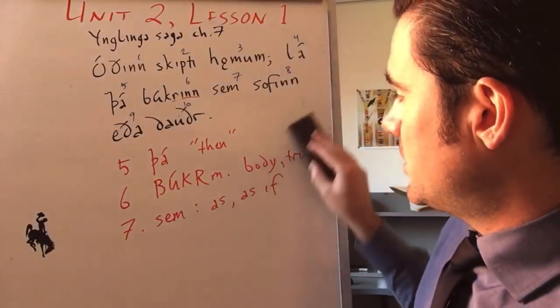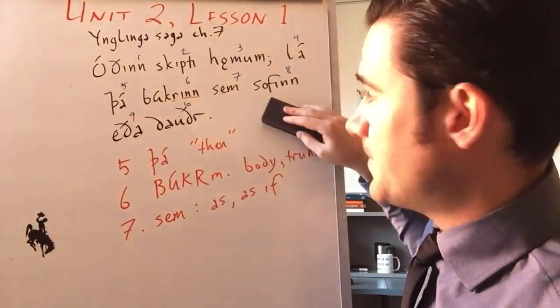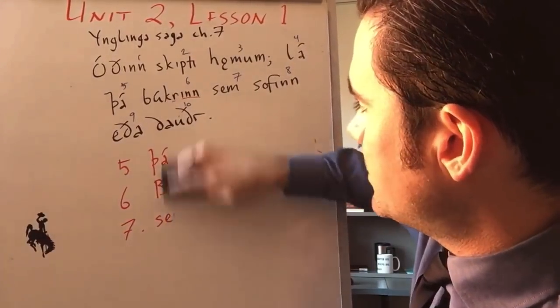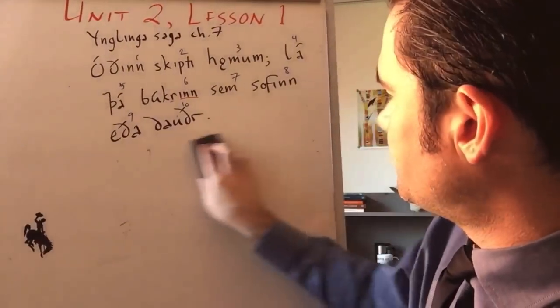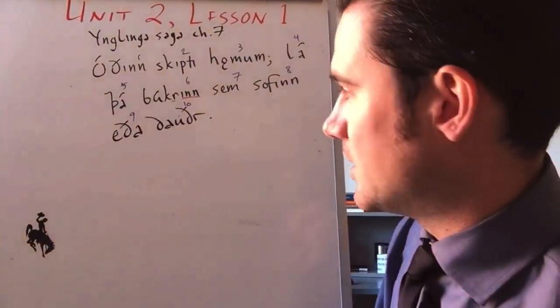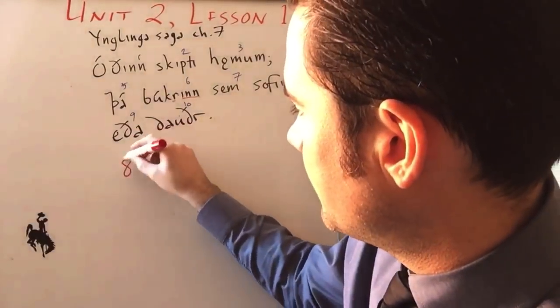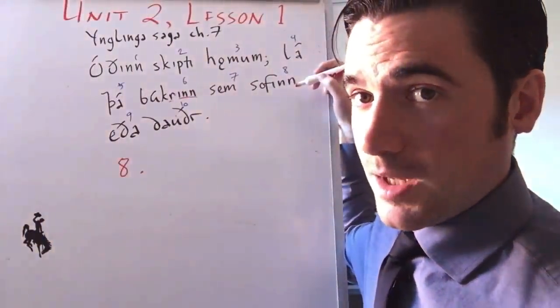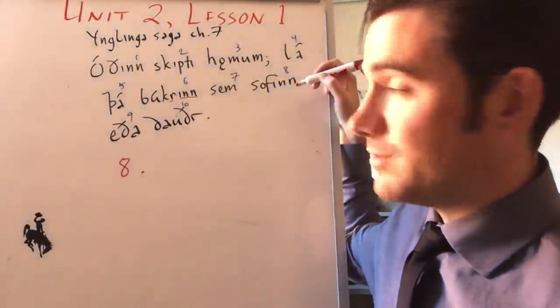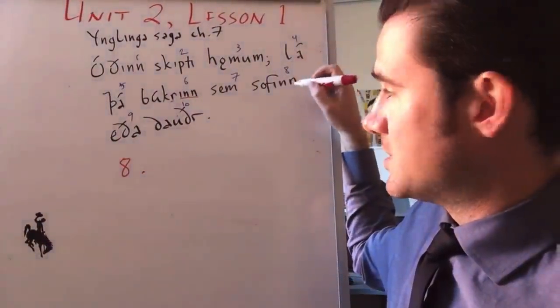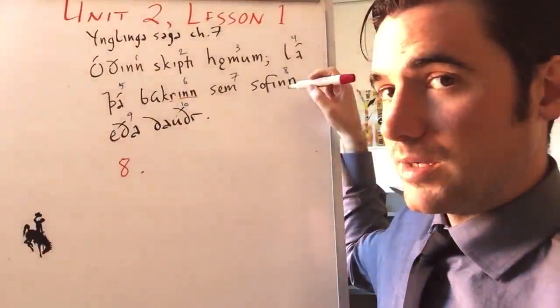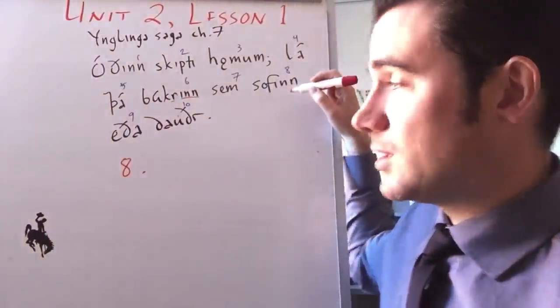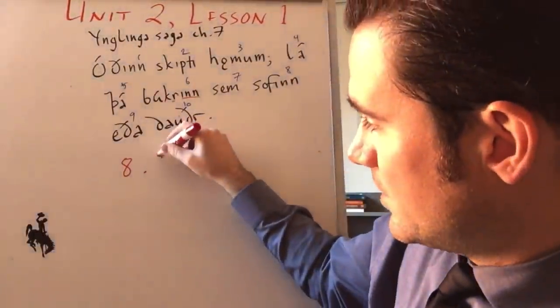So then the body, something, as if. All right. Eight, sovin. We might be tempted, looking at this, to say, well, this is a masculine noun with the article. It would probably be nominative, because we haven't seen a verb yet that would put this into the accusative. In which case, this would be a weak masculine noun, something like sovi.